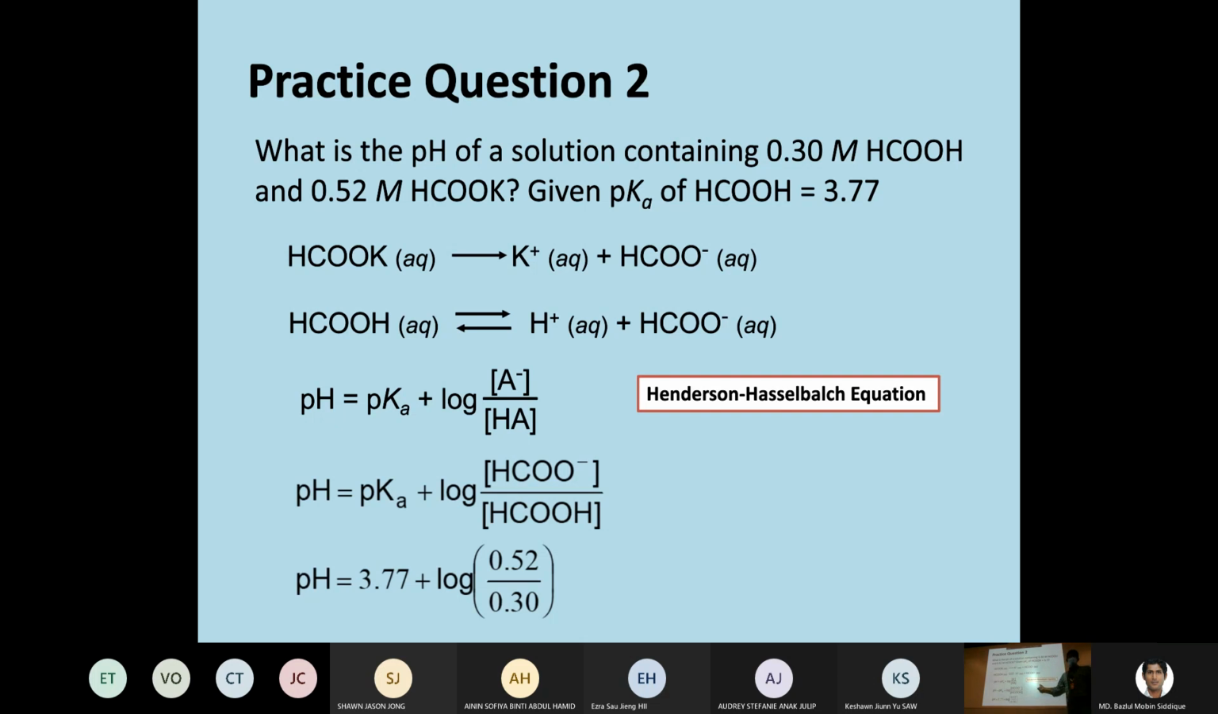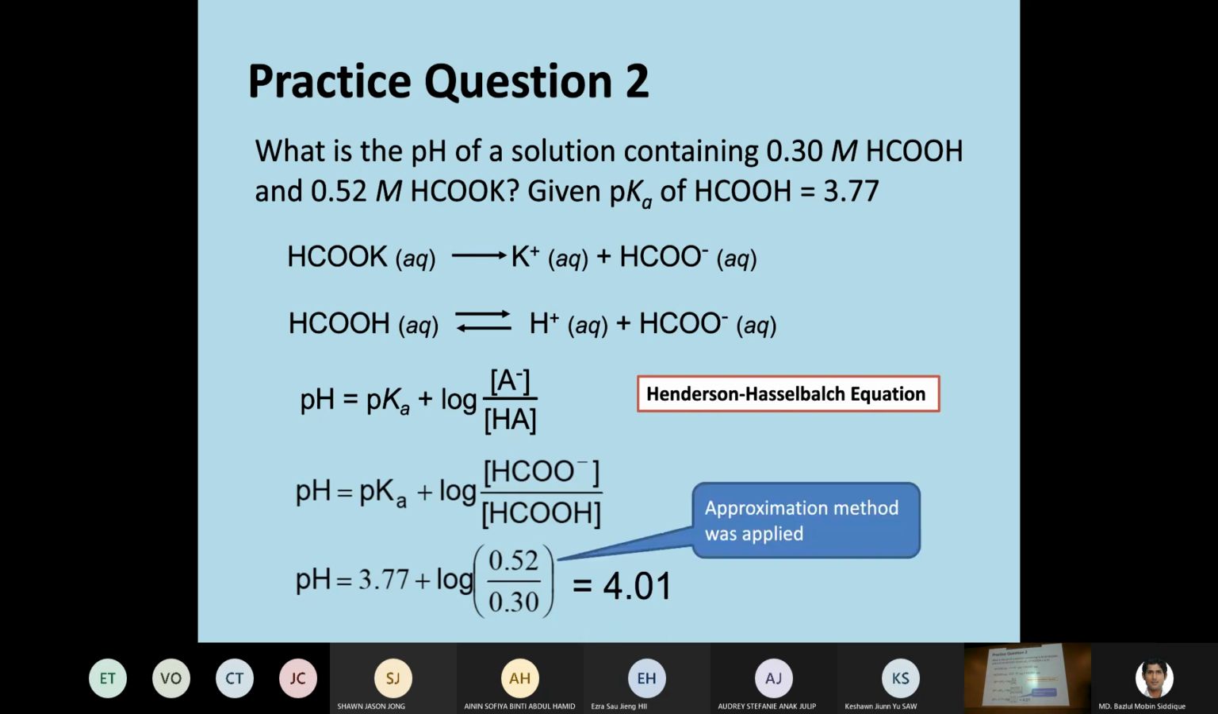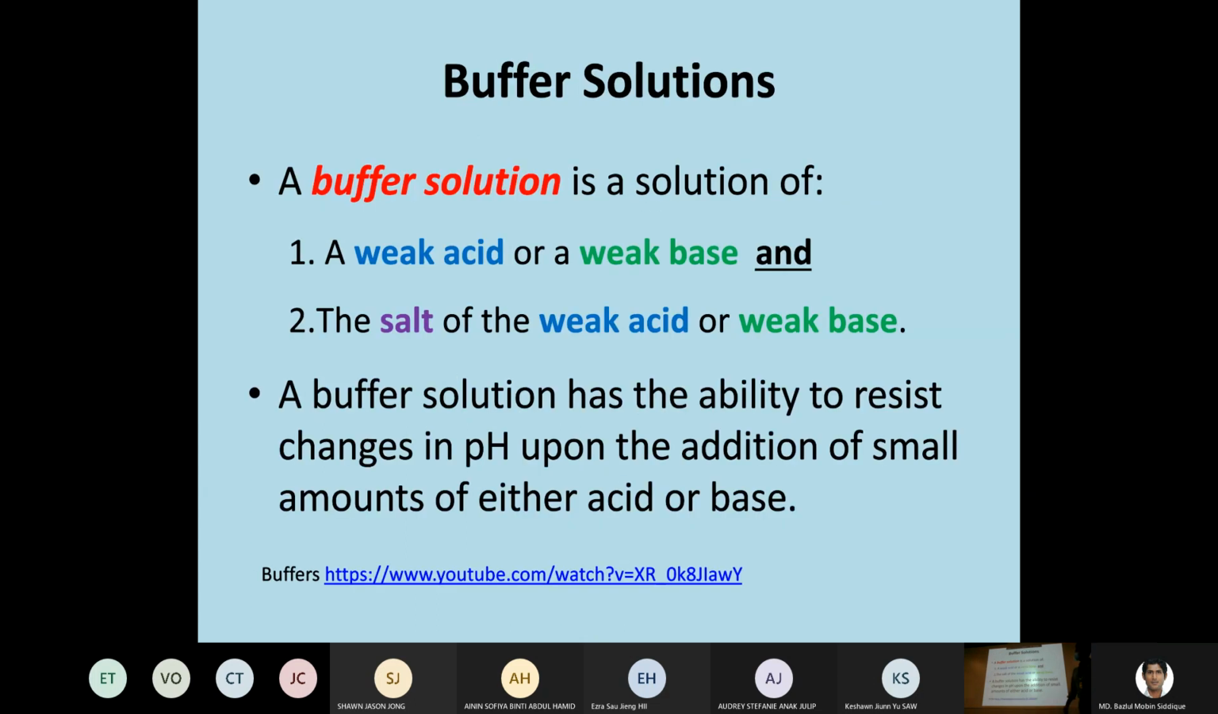Again, a weak acid does not dissociate that much, only a small amount. So it was supposed to be 0.3 minus X, but we just consider the approximation method, so 0.3 minus X is 0.3. So yeah, here it is. We get a pH of 4.01 for the solution.